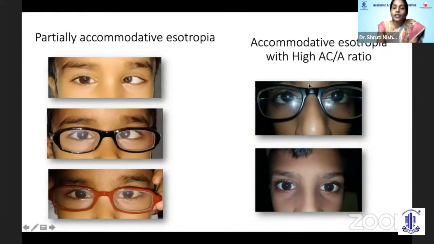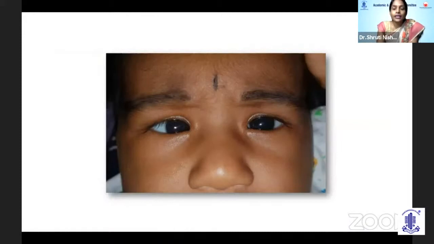Now here, for accommodative ESO with high AC/A, you have to prescribe executive bifocals with the line bisecting the pupil. And here you can see the child is completely off glasses and off squint after probably 10 years of age. Now, the important differential diagnosis is to differentiate it from infantile ESOs, and infantile ESOs usually happen at a very young age, less than 1 year. They are very large angle ESOs, and they tend to have cross fixation patterns. Now, these are the ways you differentiate between the two entities.